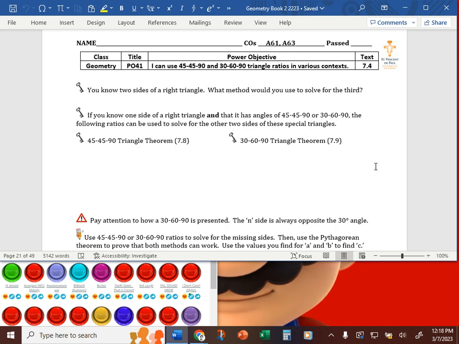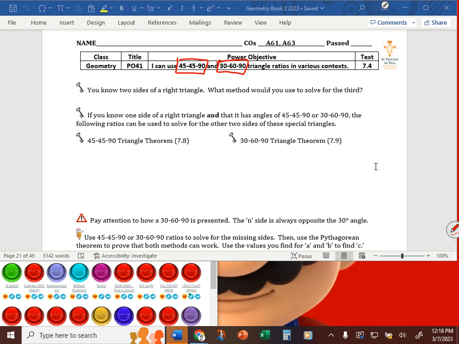This entire unit is basically dealing with finding information about right triangles. And first, we talk about the Pythagorean theorem. What do you need to know in order to solve for an unknown side using the Pythagorean theorem? Two sides. The other two sides, right? This would be something that you could use if you only know one side and you have one of these special 45, 45, 90, or 30, 60, 90 triangle measures.